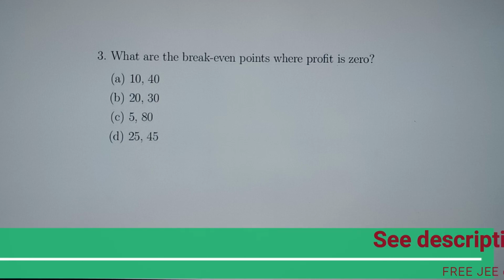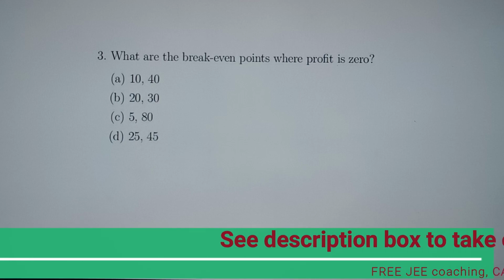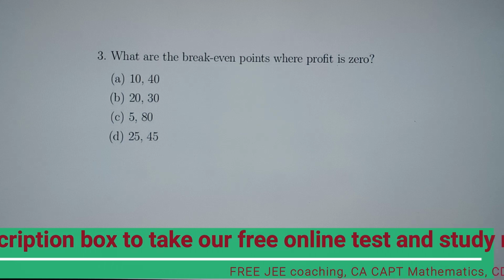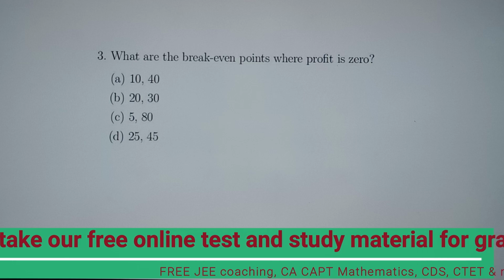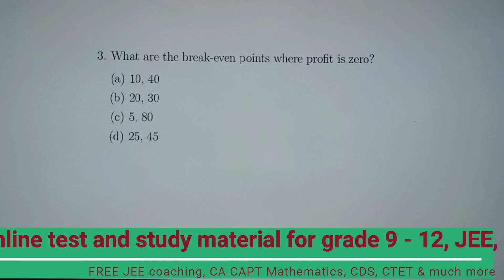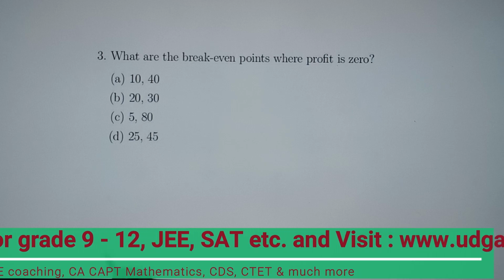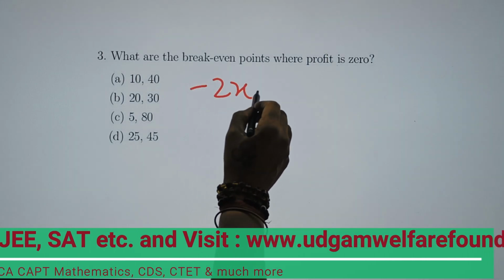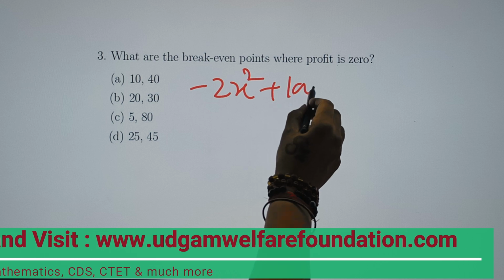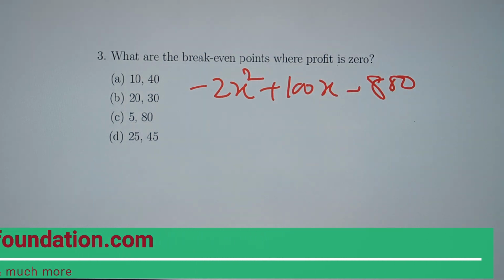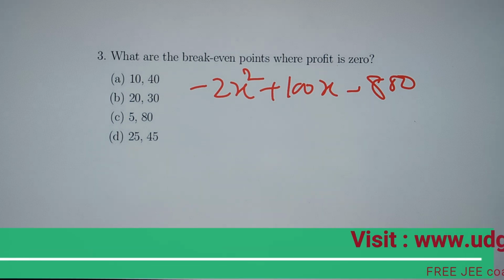So here we need to find the zeros of the quadratic equation, obviously where the value of the function is 0, that will be our break-even points. Therefore, we need to solve our given quadratic equation, which is minus 2x square plus 100x minus 800. We need to find the roots of this quadratic equation.